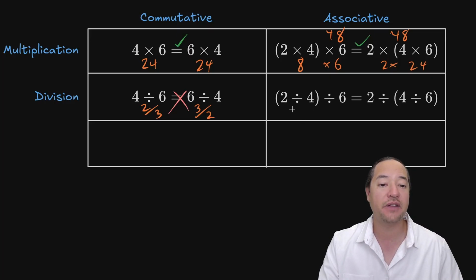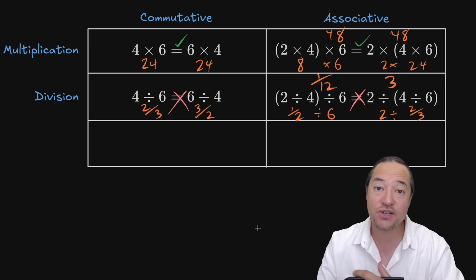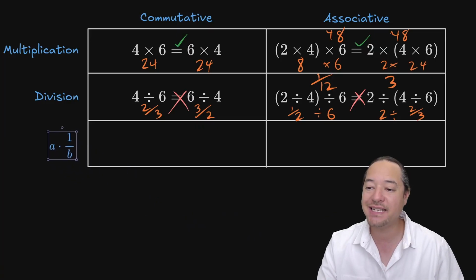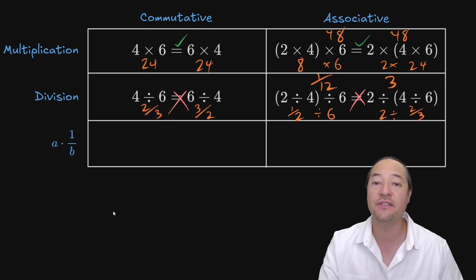Let's test the associative property now. So 2 divided by 4, well, that's the same as 1/2. If I want to divide that by 6, well, that's going to give me 1/12, isn't it? Over here, 4 divided by 6, that's the same as 2/3. And 2 divided by 2/3, it turns out this is going to be 3. 1/12 is not the same as 3. Division is not associative. This turns out to be a problem. How can we rescue ourselves from this problem? We're going to treat division as actually multiplication. We're going to treat it as the multiplication of a reciprocal.